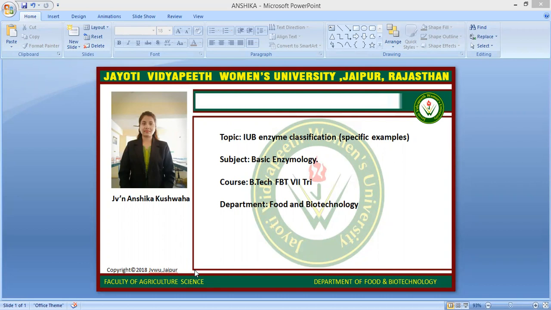This is the classification of enzymes using the IUB classification. So first of all, what is IUB? The IUB full form is International Union of Biochemistry, a system of nomenclature. In this enzyme classification, based on the reaction they catalyze, enzymes are usually named by adding the suffix "ase" to the name of their substrate or to a word describing their activity.